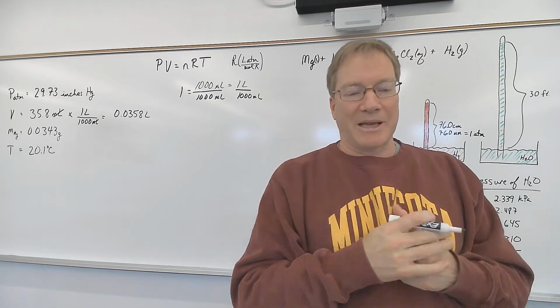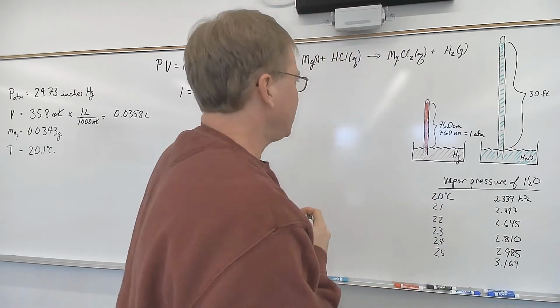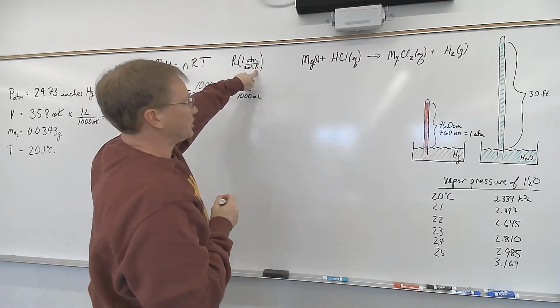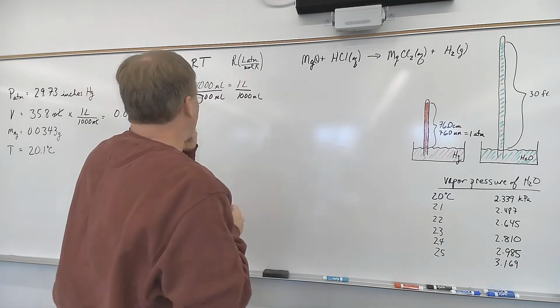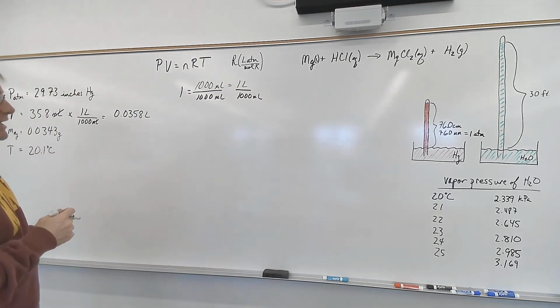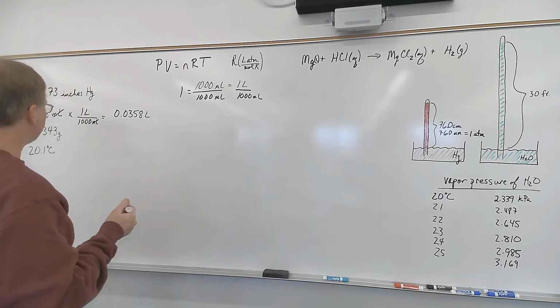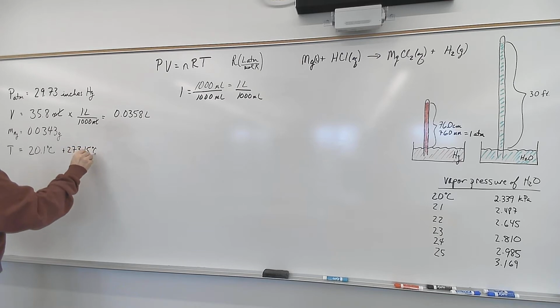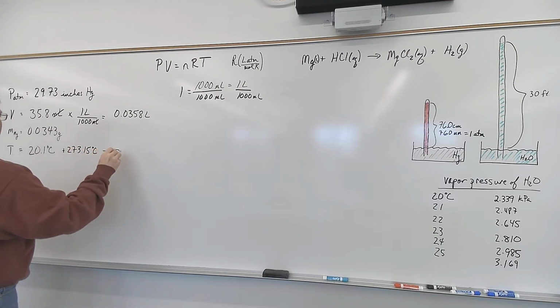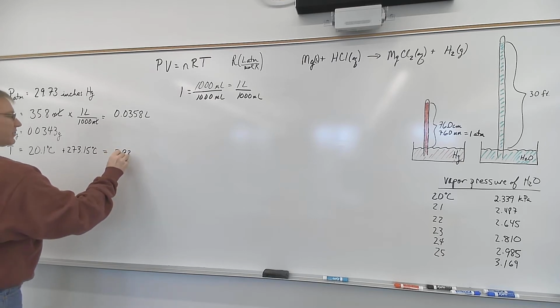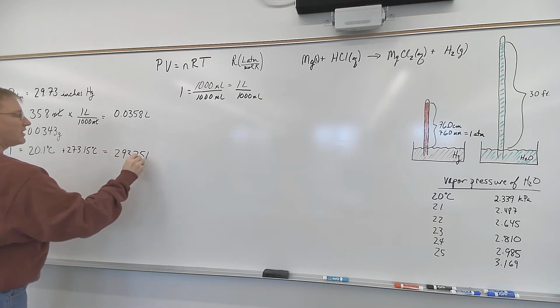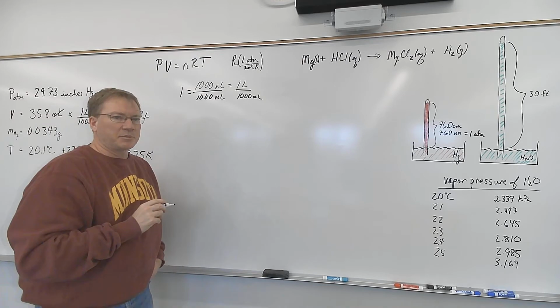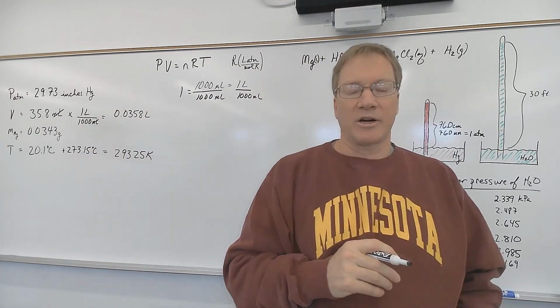The next, probably easiest one is the temperature, and the temperature needs to be in units of Kelvin. And we have units of degrees C. In order to convert to Kelvin, we're going to add 273.15 to the degrees Celsius, and that will get us to Kelvin. We end up with 293.25 Kelvin. Let me talk a little bit about significant figures here.